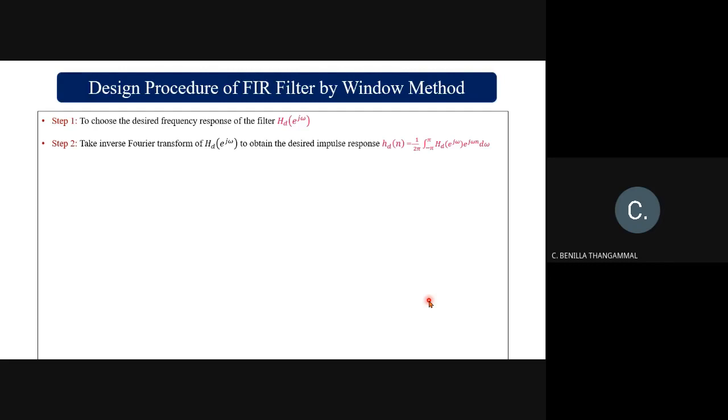Step 2 is to take the inverse Fourier transform to find the desired impulse response. hd of n is equal to 1 by 2 pi integral from minus pi to plus pi of Hd of e power j omega into e power j omega n d omega.